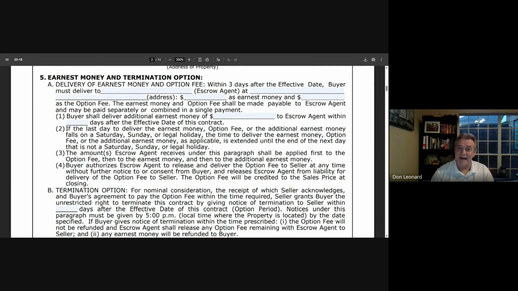So I don't know where it happened, but somewhere along the way, people started getting the idea that it absolutely, positively has to be 1%. It does not. Whatever the parties agree to.